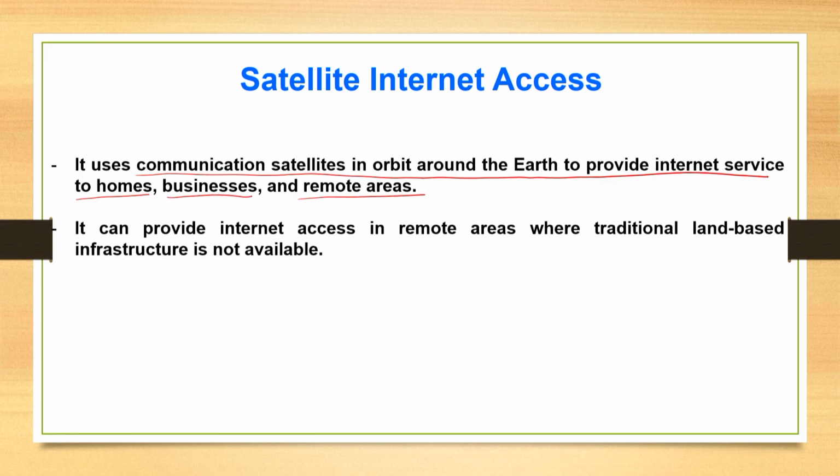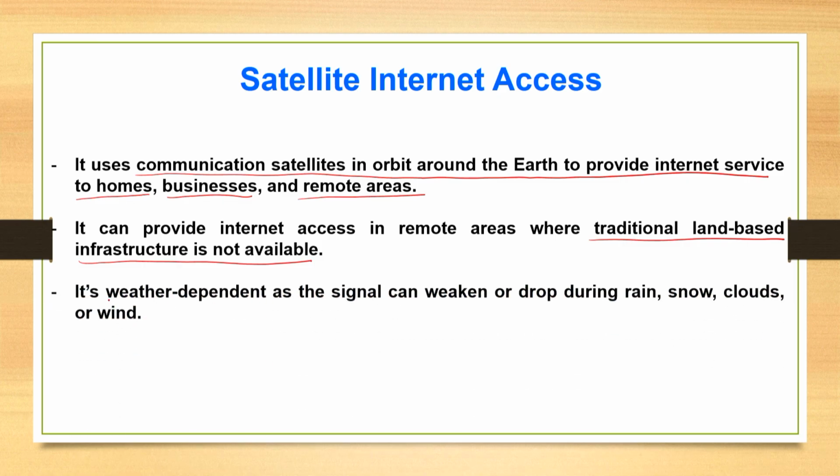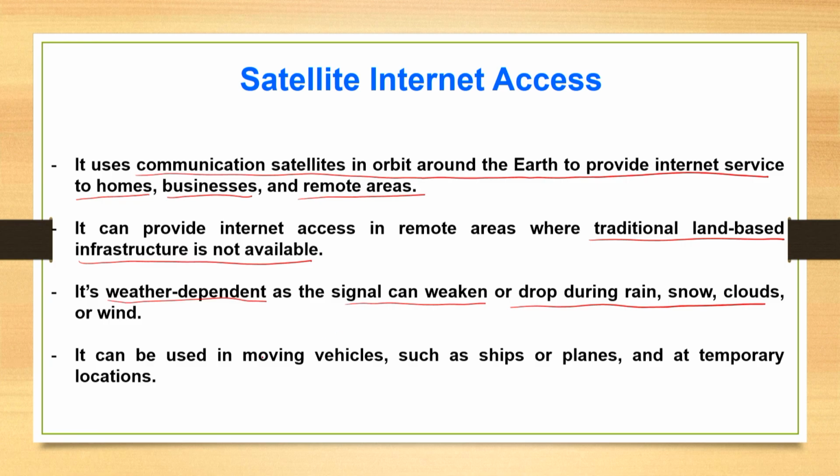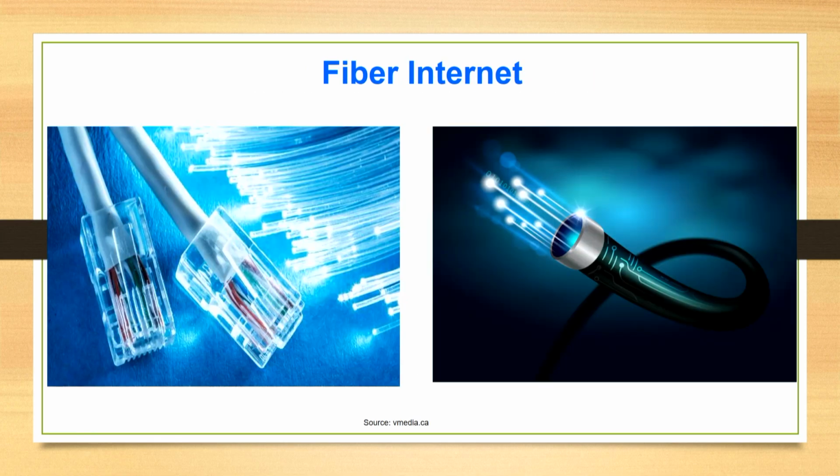It can provide internet access in remote areas where traditional land-based infrastructure is not possible, in mountains basically you can say. It's weather dependent, that's a limitation of it, and because of that the signals can weaken or drop during rain, snow, clouds or wind. It can be used in moving vehicles, so it provides some mobility, such as ships or planes, and at temporary locations also. So that was about satellite internet access.